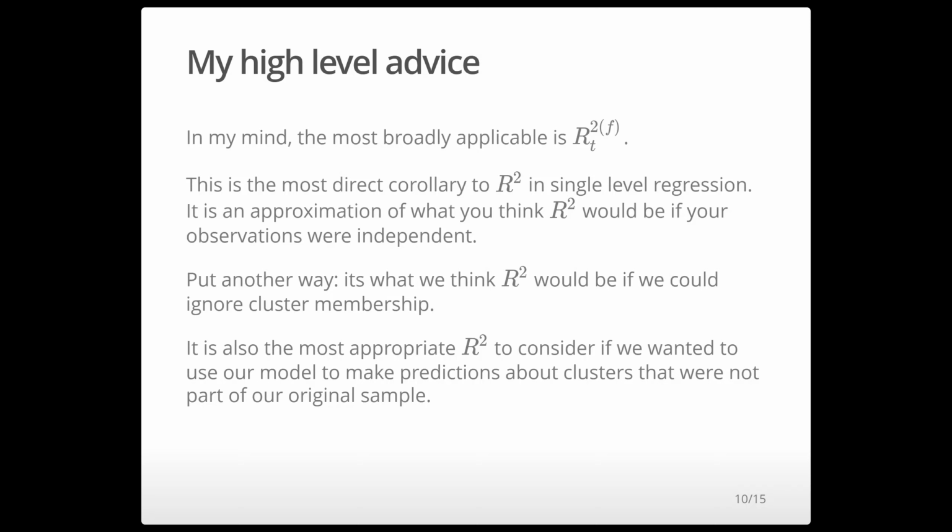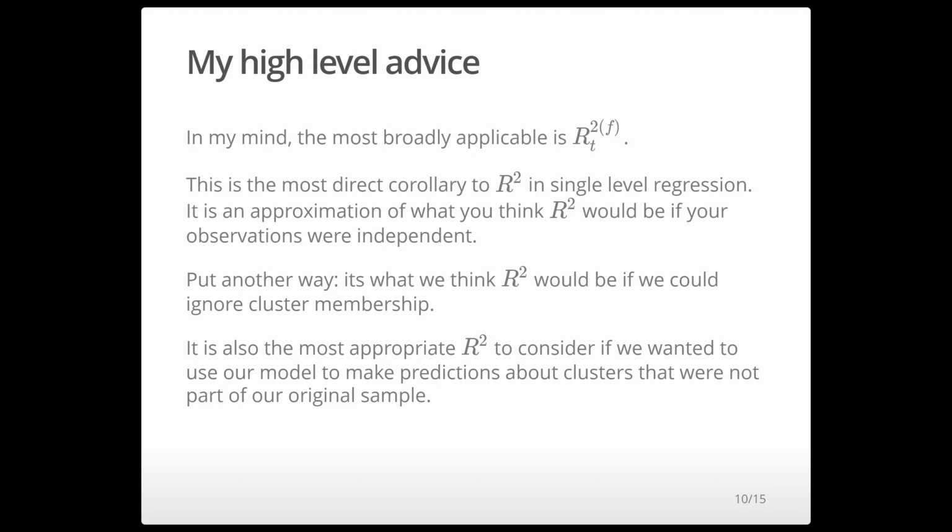My very general advice is that the most broadly applicable is the R squared FT. For me, this is the most direct corollary to just regular R squared in single level regression. It's an approximation of what you think R squared might be if your observations were independent, or if you thought you could ignore the cluster membership.